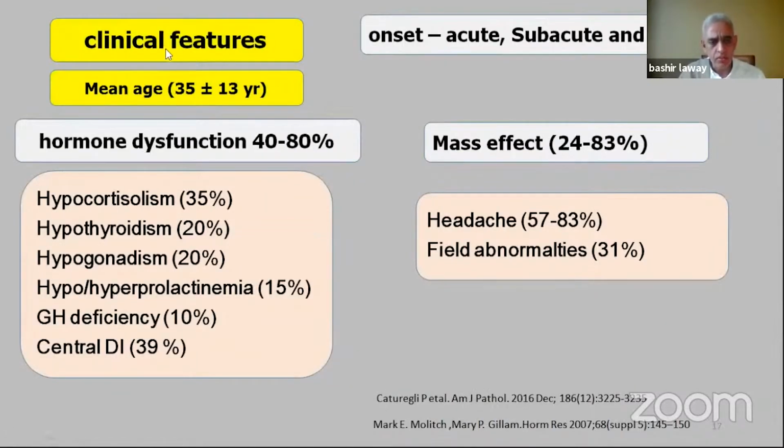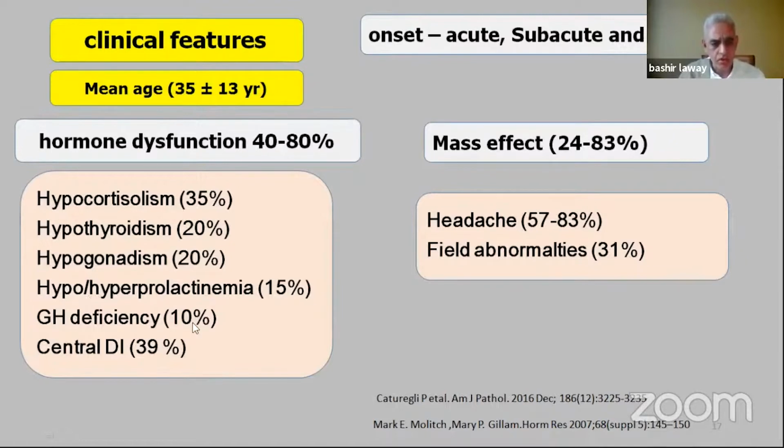So we know the mean age is 35 years, 35 to 40 years. 40 to 80% will have a hormone deficiency. Mass effect is again seen in a wide range, between 25 to 83%. Many people have headache and visual abnormalities. So you can have corticotroph failure, thyroid failure, gonadotroph failure. Hyperprolactinemia is quite common, but later on you can have hypoprolactinemia also.